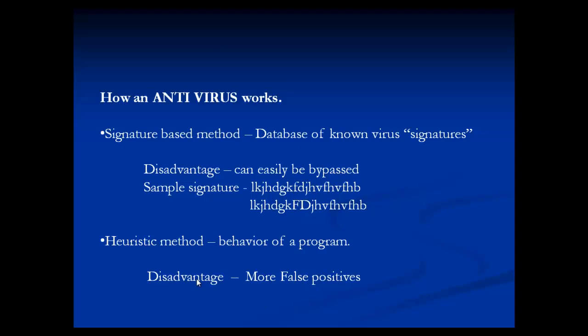And now let us try to understand heuristic method. Heuristic method completely depends upon the behavior of a program. So if antivirus finds some program suspicious, then it will detect it as a virus. The disadvantage of this particular heuristic method is it will result in more and more false positives. It means it will detect some program as a virus even if it is not a virus.